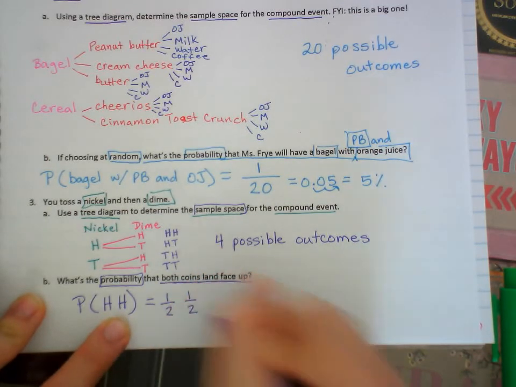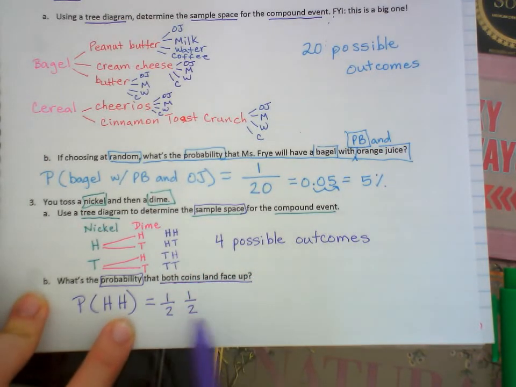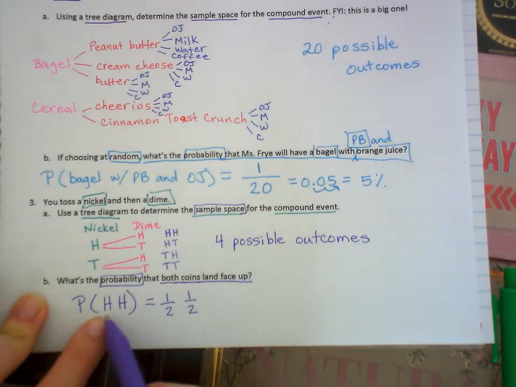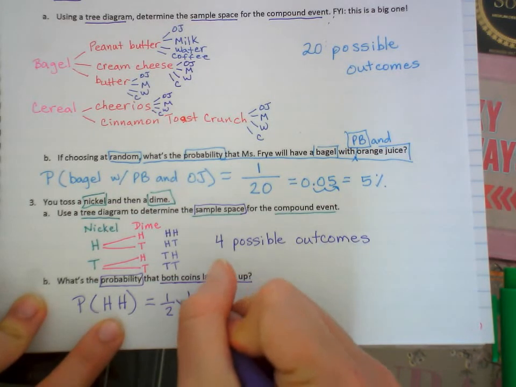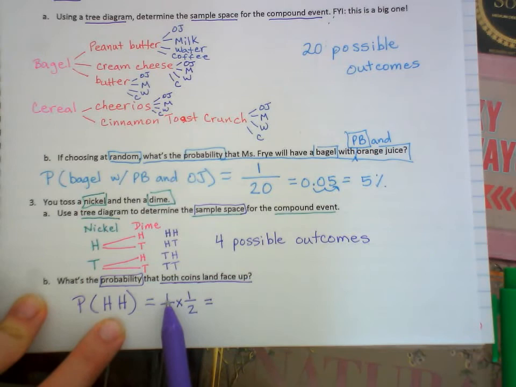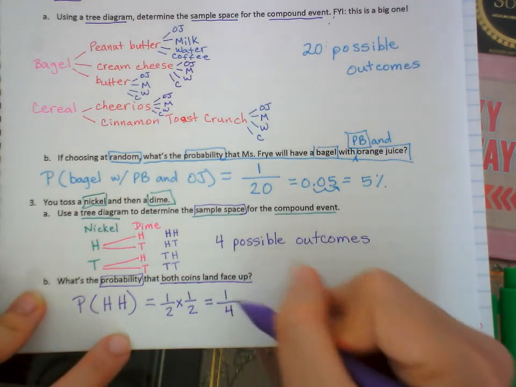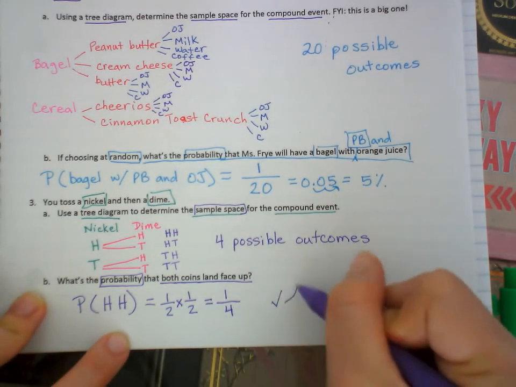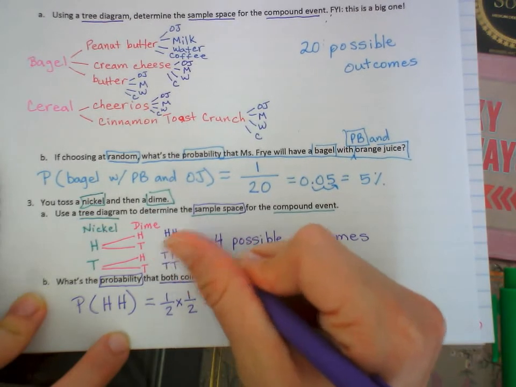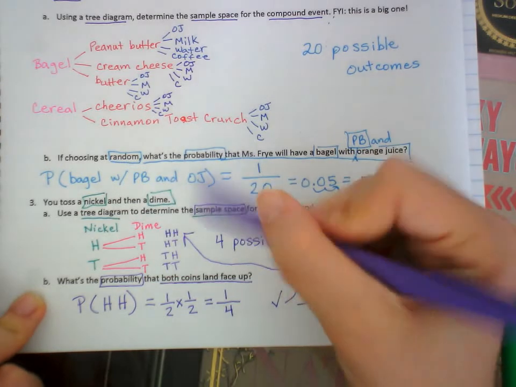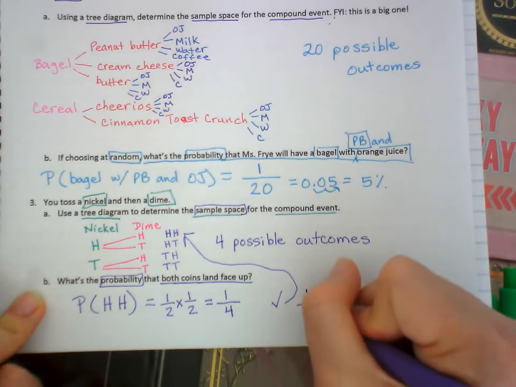1/2. What's the probability that you get heads for the dime? 1/2. So you're going to learn next week that when you're doing compound events, you do the probability of each one. So probability of heads, 1/2, probability of heads again, 1/2, and then you multiply them. 1 times 1 is 1, over 2 times 2 is 4. So the probability is 1/4. And we can check it by looking up here. We only got heads, heads 1 time out of all 4 outcomes.